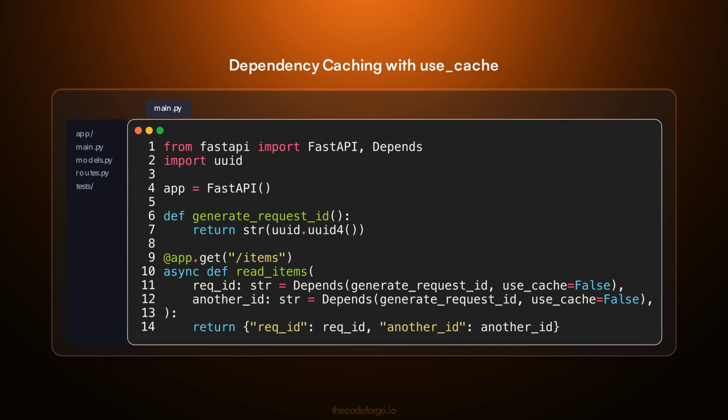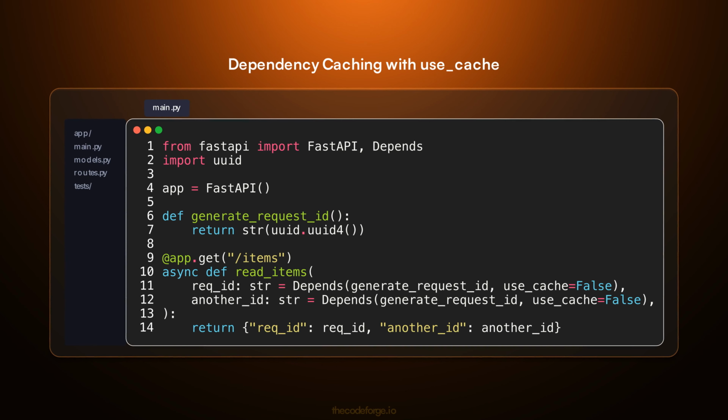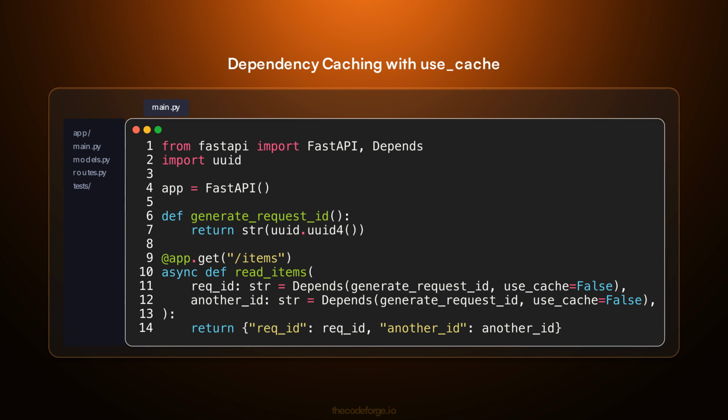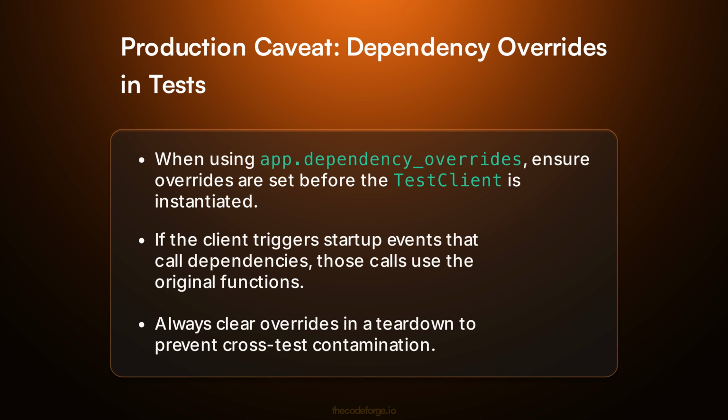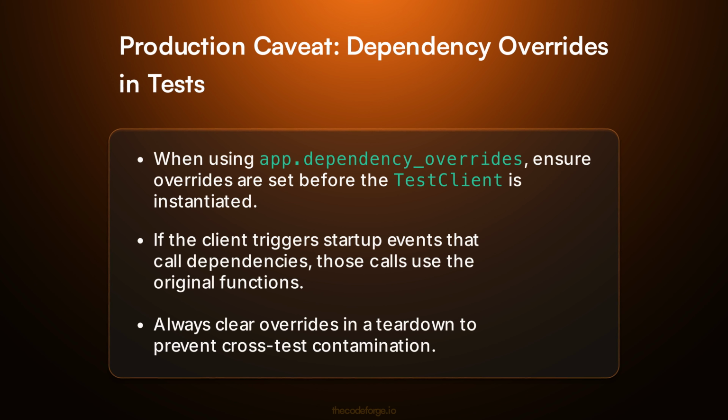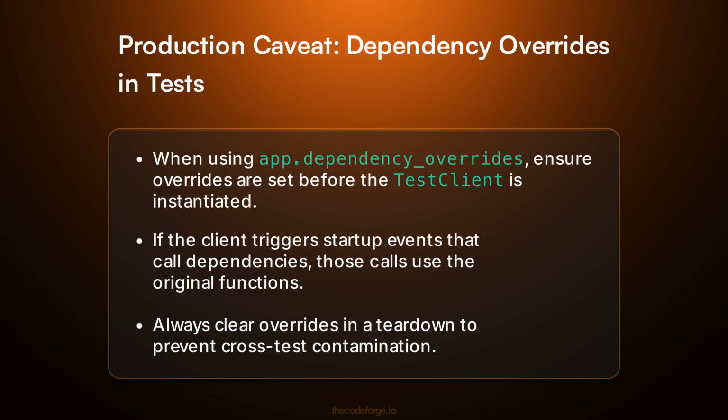The article mentions caching, but doesn't show use_cache=False. This snippet demonstrates a dependency that must run independently each time it's referenced, such as generating a unique request ID. Without use_cache=False, the same ID would be shared across all sub-dependencies. When using app.dependency_overrides, ensure overrides are set before the test client is instantiated. If the client triggers startup events that call dependencies, those calls use the original functions. Always clear overrides in a teardown to prevent cross-test contamination.